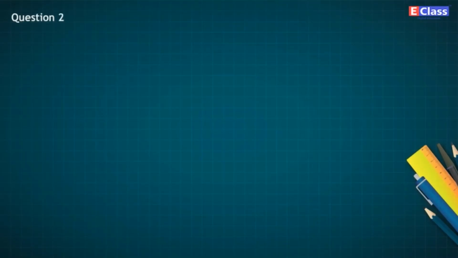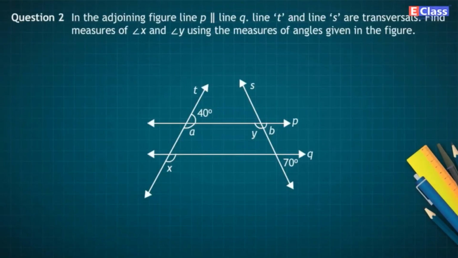Question 2. In the adjoining figure, line P is parallel to line Q. Line T and line S are transversals. Find measure of angle X and angle Y using the measures of angles given in the figure.